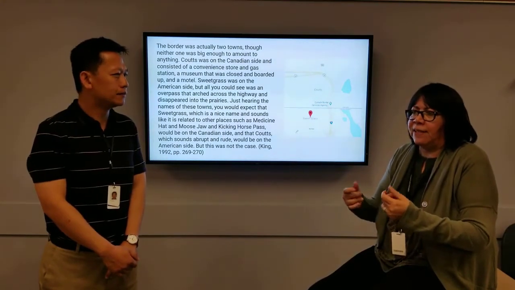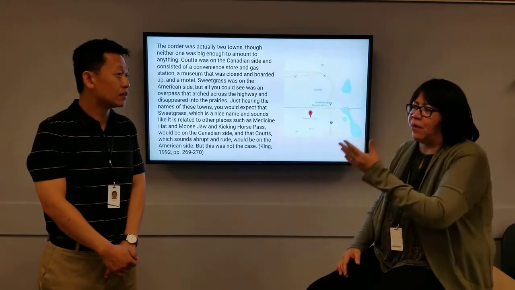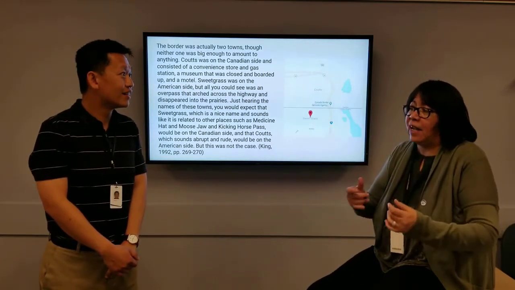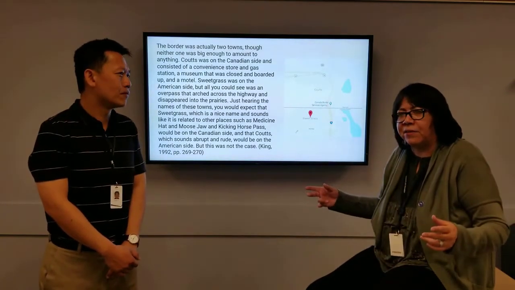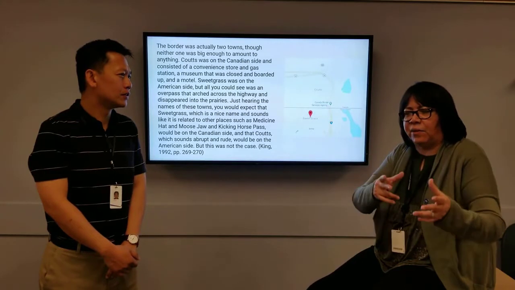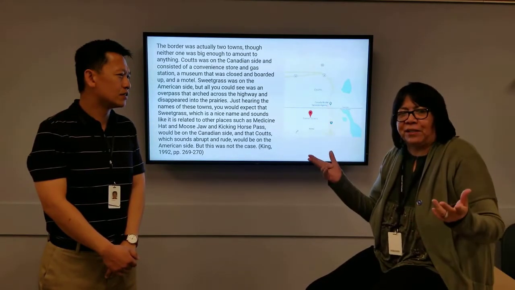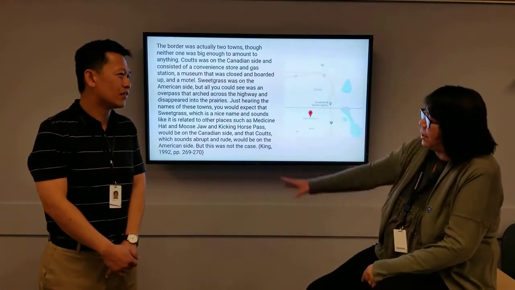So that's the meaning and probably the reason why Tom used the word sweetgrass, because it does have such a spiritual significance and it brings irony into the story. Like he's saying, Sweetgrass should have been on the Canadian side and Coutts, which sounds really colonial, should have been on the American side. And I think that's the whole point he's making.